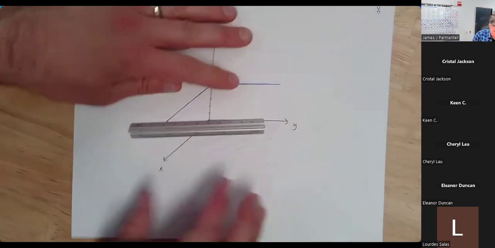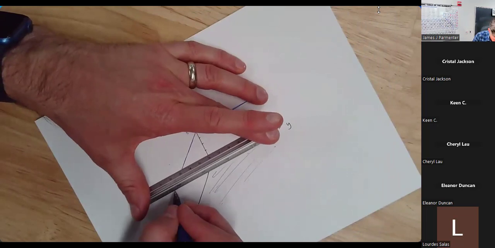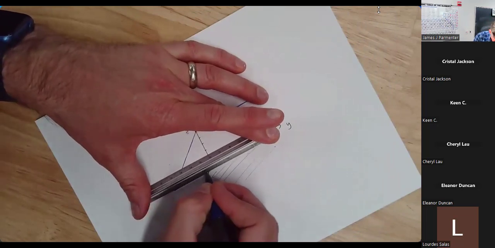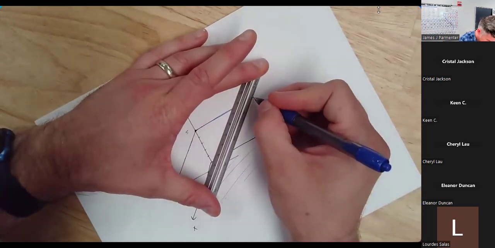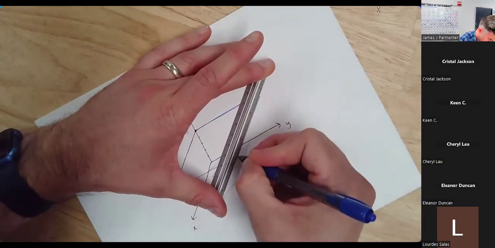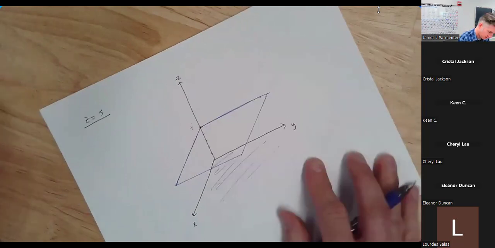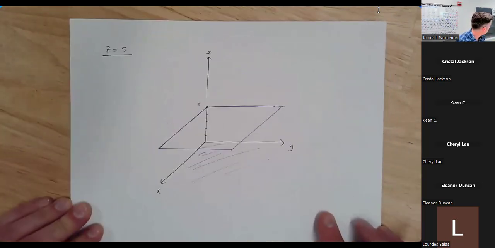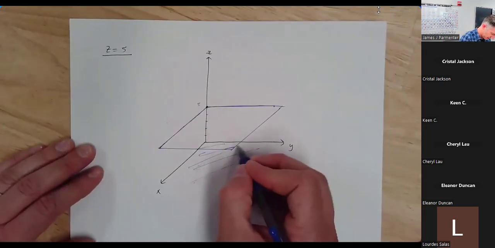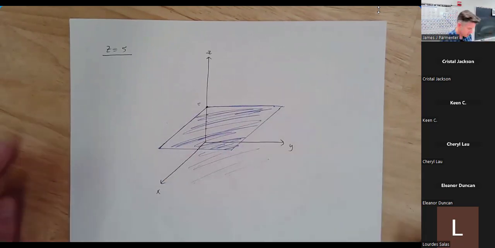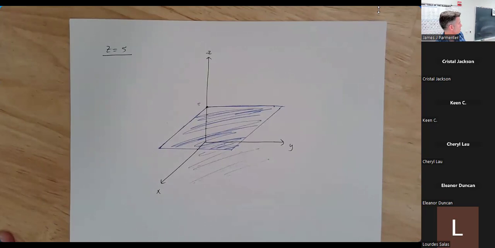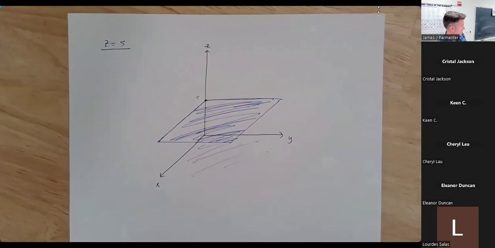This is where I would pull out a ruler if I had one, and I do happen to have one, so why not use a ruler? Then, yeah, sure, like that. So there's my plane, z equal to five, sitting above the XY plane. Can you guys kind of see it?